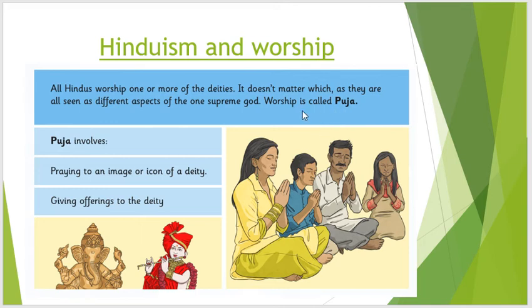Okay, so worship is called puja. So when a Hindu is worshipping, it is called puja. And puja involves praying to an image or an icon of a deity. So that could be a statue, a painting. And I wonder if anybody can remember what a Hindu would call that image of a deity. It begins with an M. We'll come to that later.